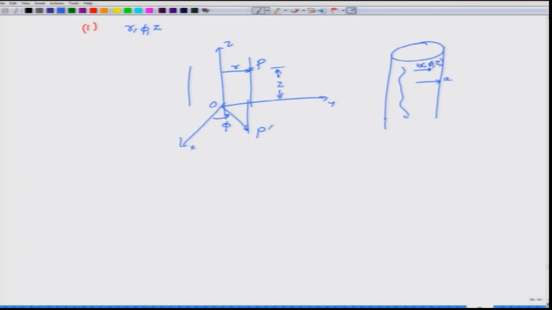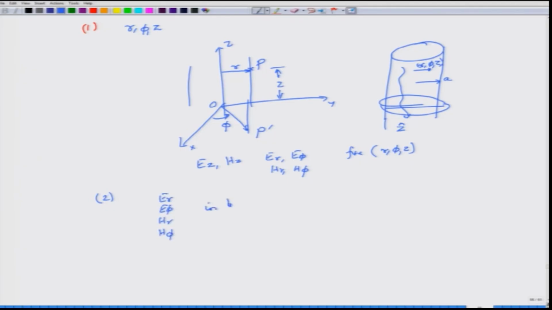The longitudinal coordinate in this case is again the z directed fields. So, you will have Ez and Hz, and the transverse components, which would be in this particular plane, will be the Er, E phi, Hr and H phi components. All these components can be functions of r, phi and z themselves. The second step, as you know, is to obtain Er, E phi, Hr and H phi in terms of Ez and Hz.